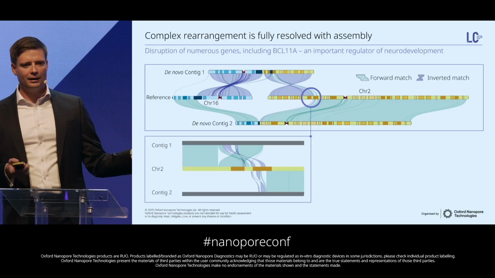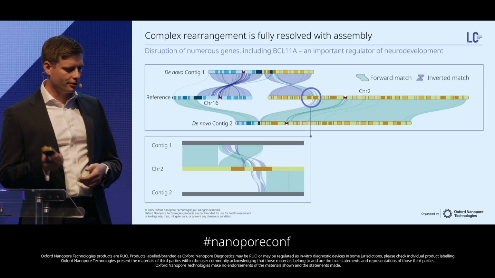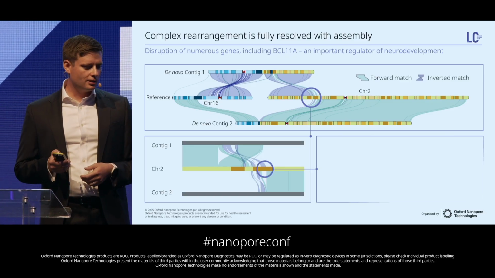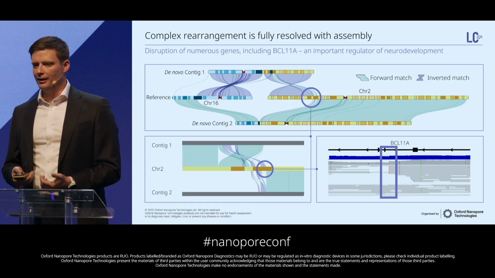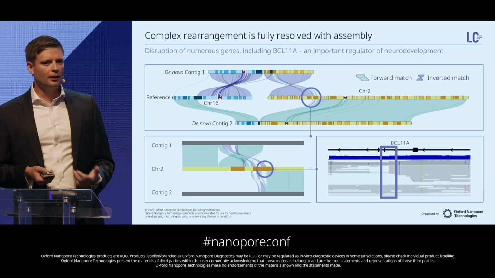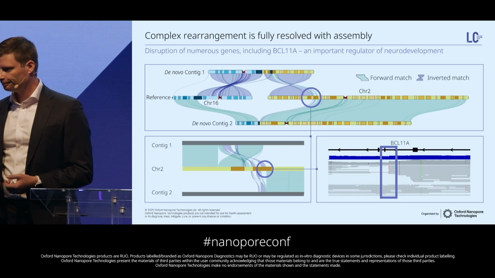And this is all cleanly represented in our alignment of our T-to-T contigs back to the reference. We can see that one of these disrupts an important gene for neurodevelopment, BCL11A. And so this is a likely causal variant for the symptoms that we're looking at.